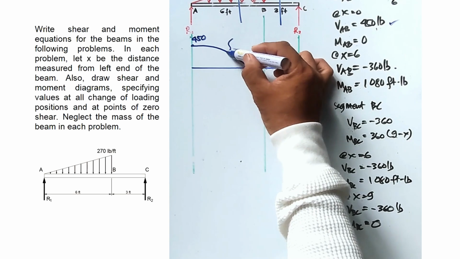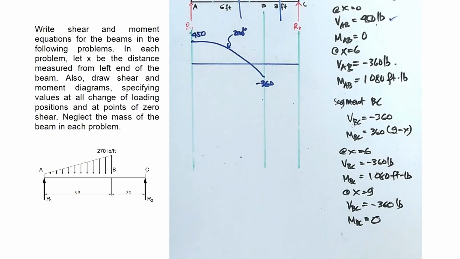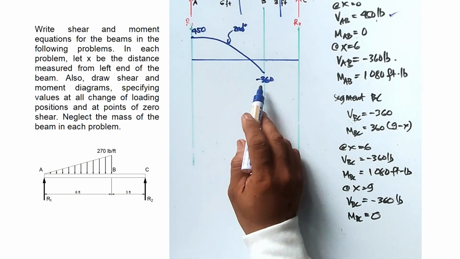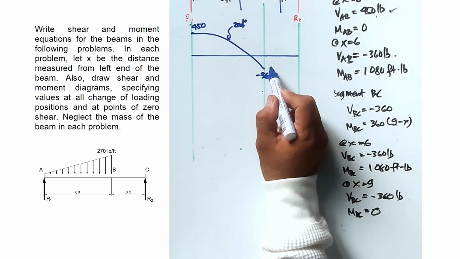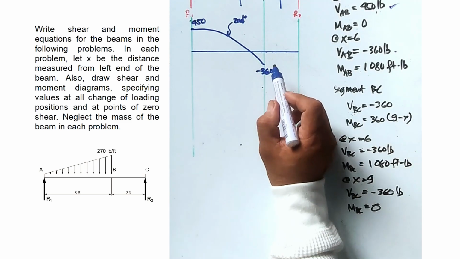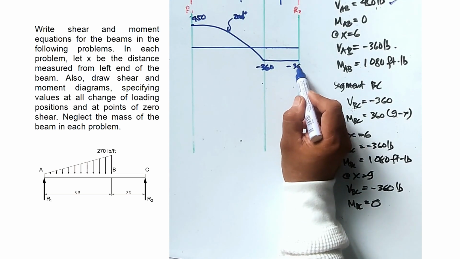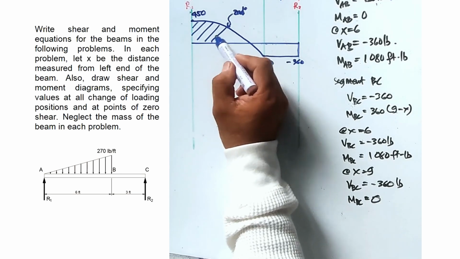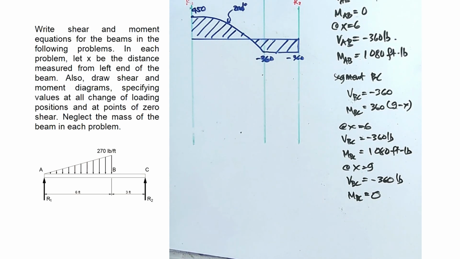So this is a second degree curve. Then for segment BC, at x equals 6 is negative 360, correct? And at x equals 9 is also negative 360. So the diagram is just a horizontal line, just like this, negative 360. So we have a point here where the shear is 0.